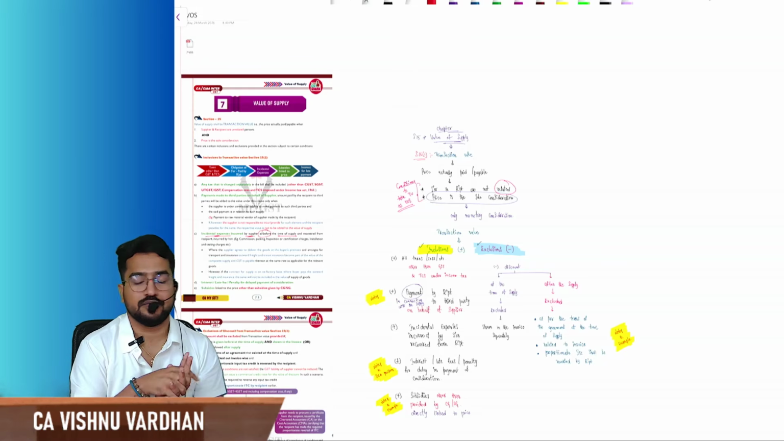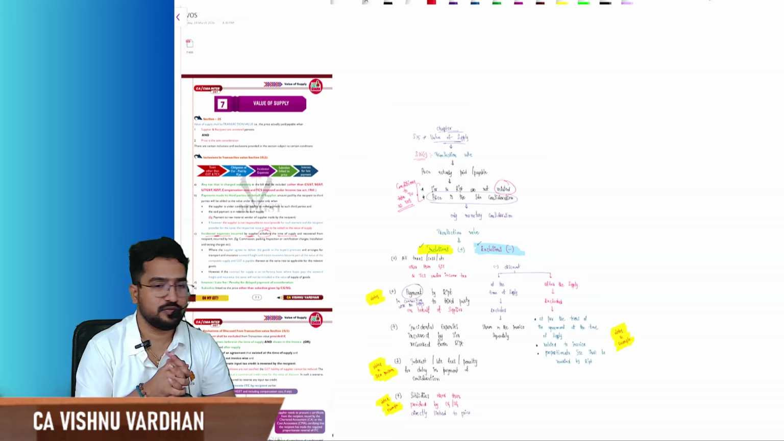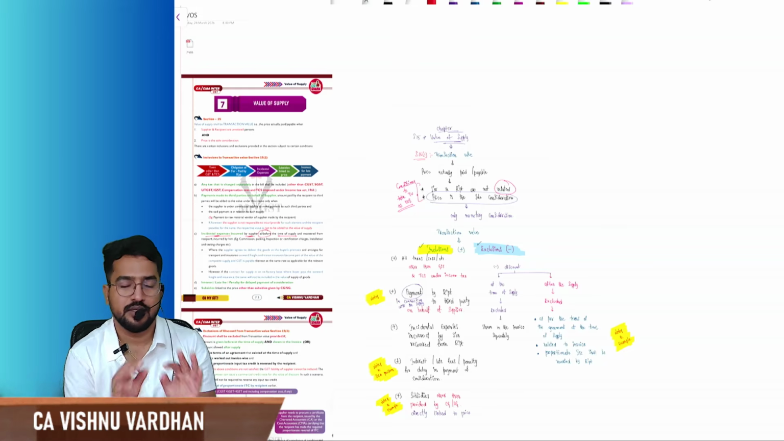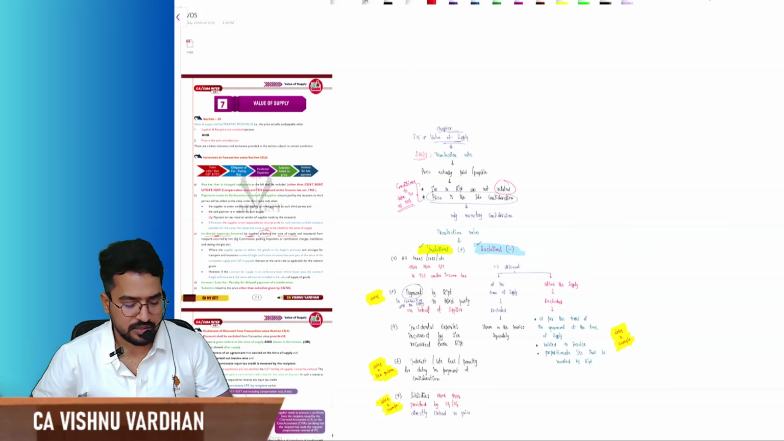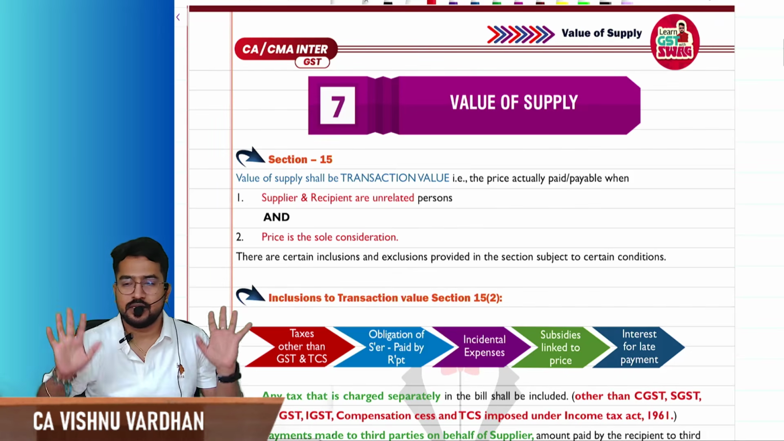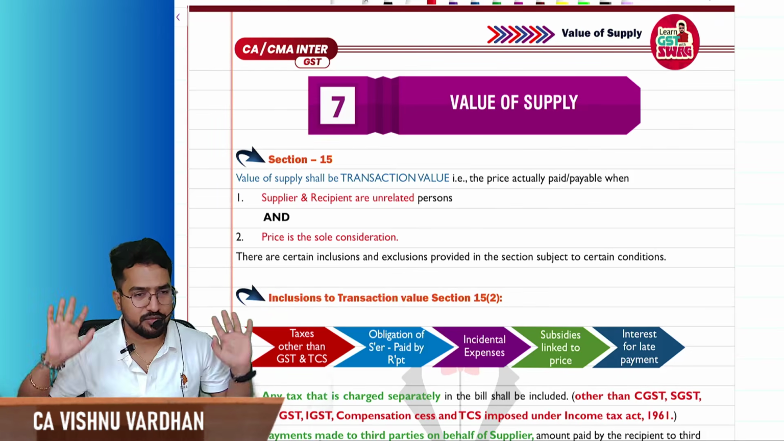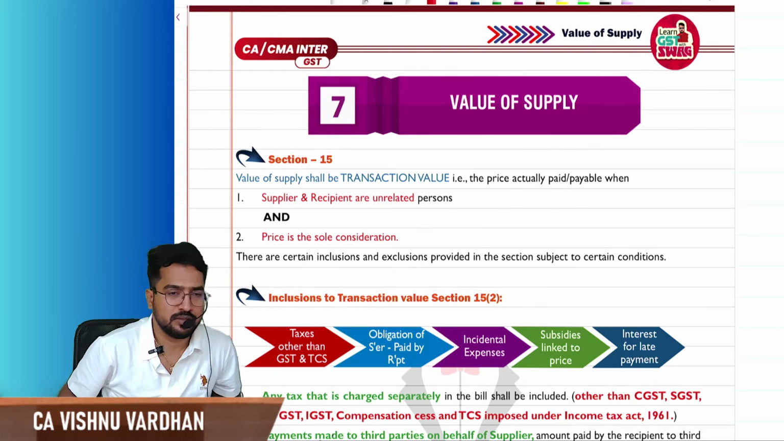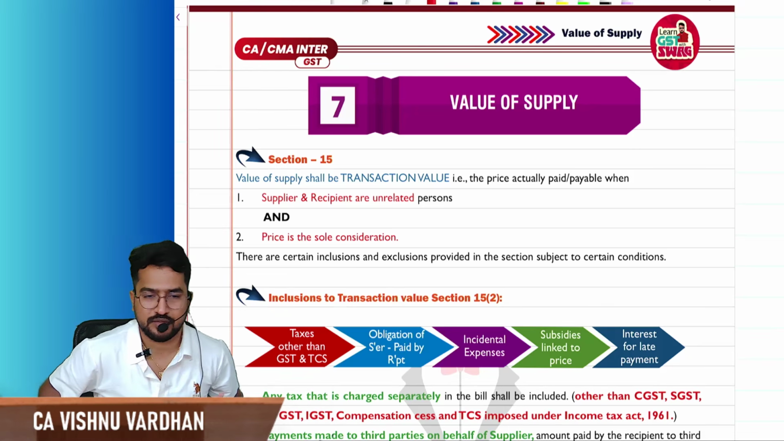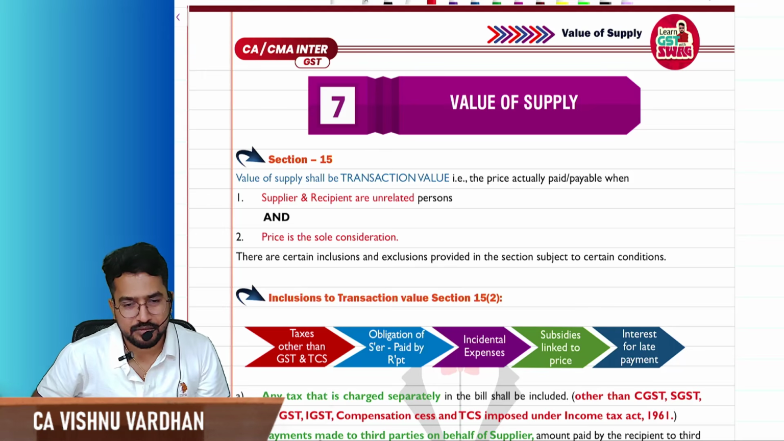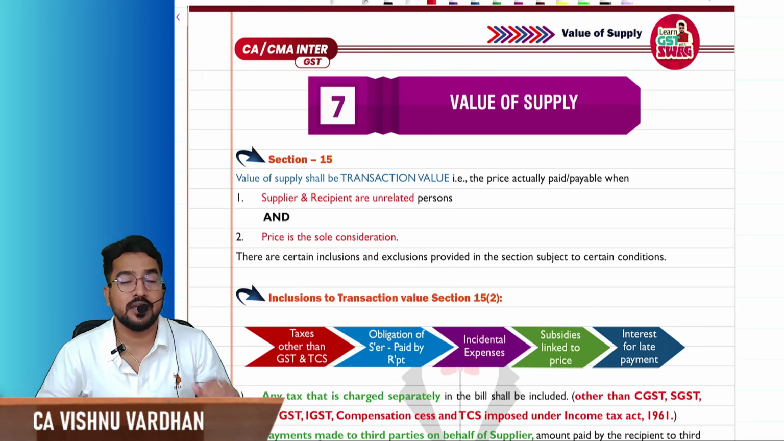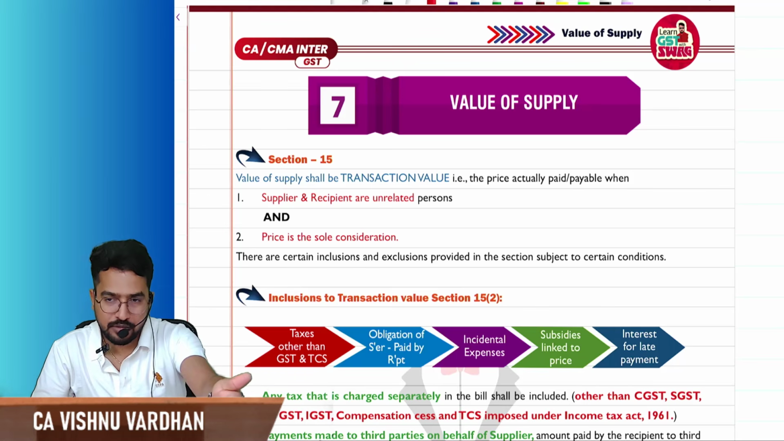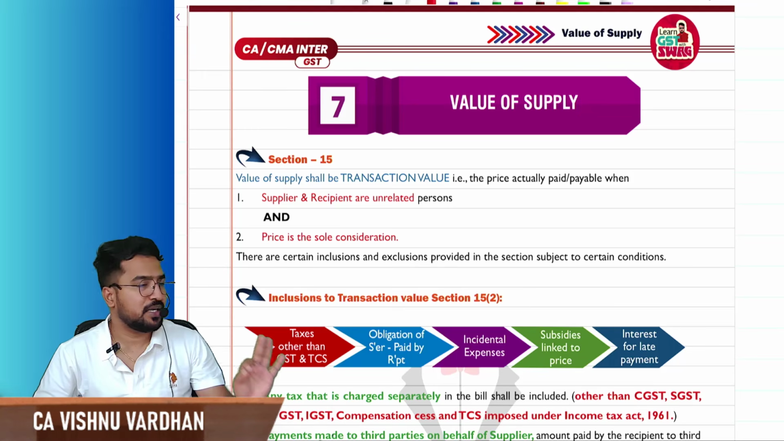Now, in section 15, as I told you, in total how many subsections? 5, but we will see only 3. In that, subsection 1 says, simple, just listen like a story. Subsection 1 says, take transaction value as value of supply. Now, what is the doubt you will get? What is transaction value? Transaction value is actually nothing but the price actually paid or payable by the recipient to the supplier.